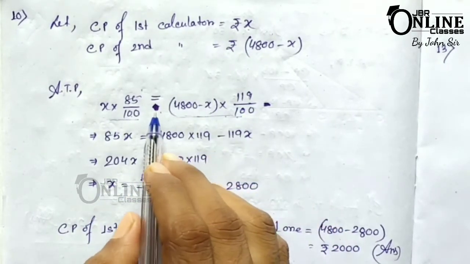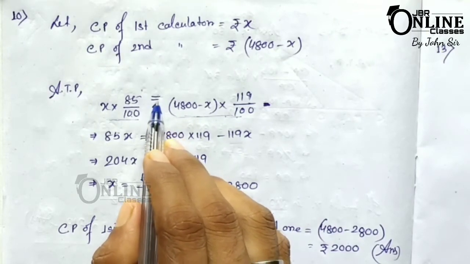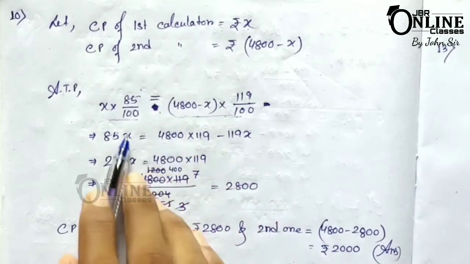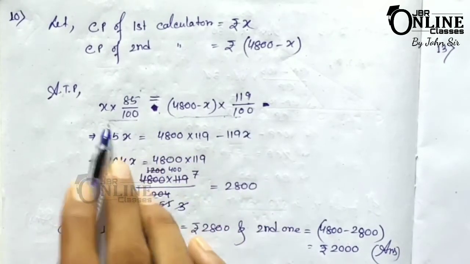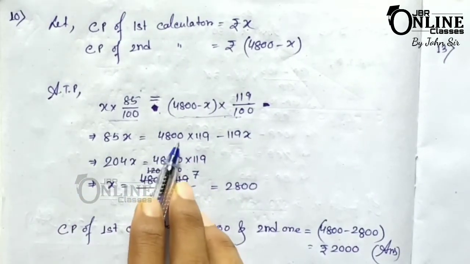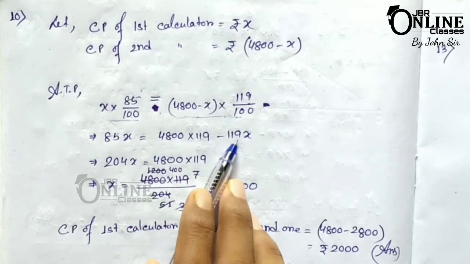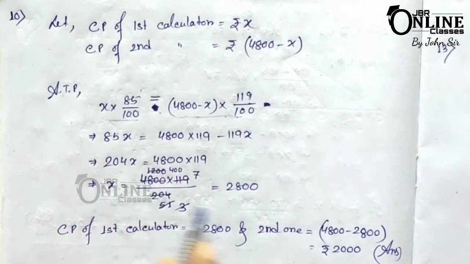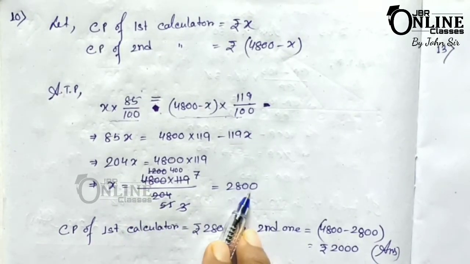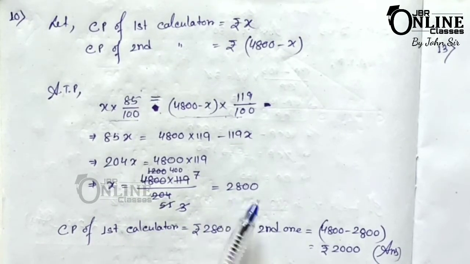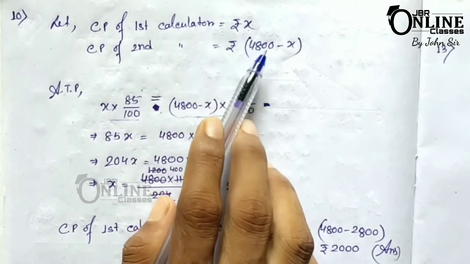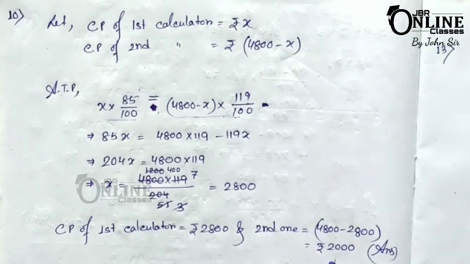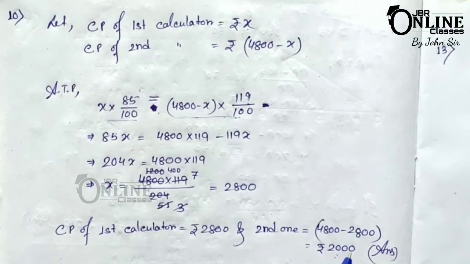Now according to the problem, these two SP are equal. That's why I have given the equal to sign here. So now 100 and 100 will be cancelled out. So 85x equals 4800 into 119 minus 119x. So finally you will get x equal to 2800. That means CP of the first calculator equals 2800. So the second one equals 4800 minus 2800, and it will be 2000. So 2000 is the answer.